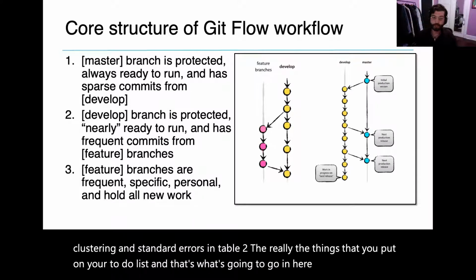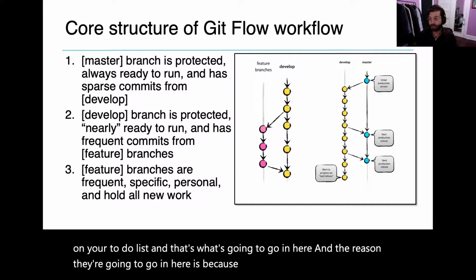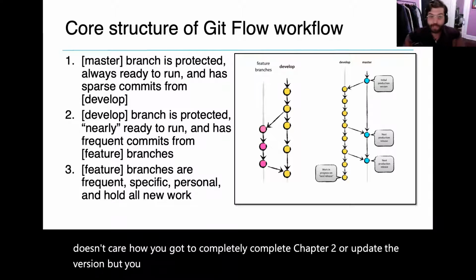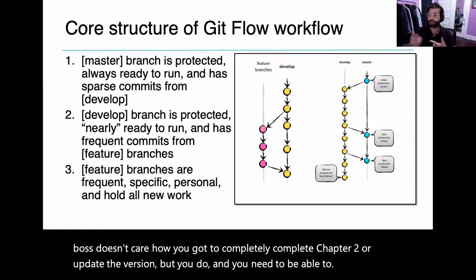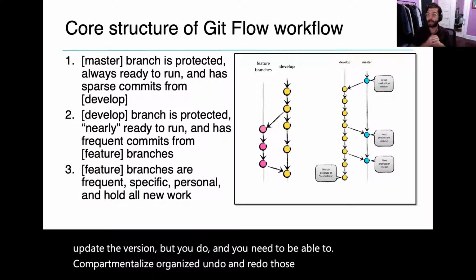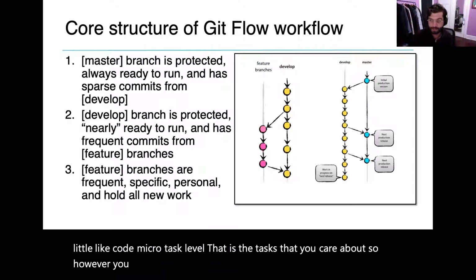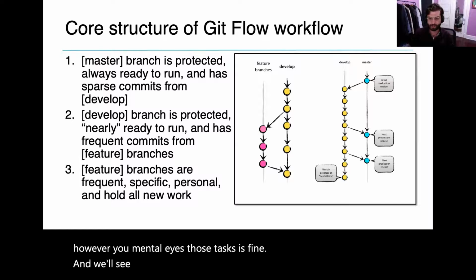And the reason they're going to go in here is because your boss doesn't care. Your boss doesn't care how you got to recomplete chapter 2 or update the version, but you do. And you need to be able to compartmentalize, organize, undo, and redo those micro level tasks at a literal code micro task level. That is the tasks that you care about. So however you mentalize those tasks is fine. And we'll see how that works in a second.